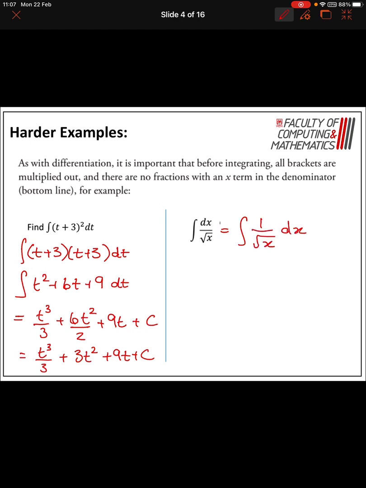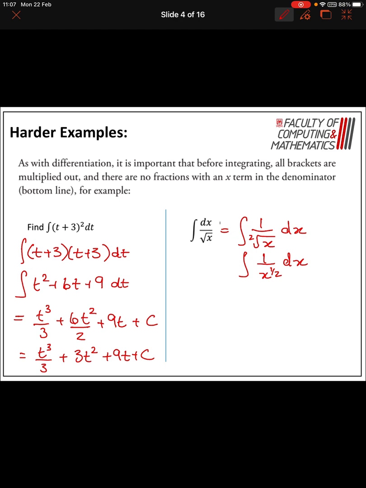Okay, so all we've done is put that dx on the top line. Now, I'm integrating a function with respect to x, which is why it's got dx at the end. As you can see, I've got a fraction and a surd on there. So the first thing I'm going to do is change my surd into an index, because that's the square root.